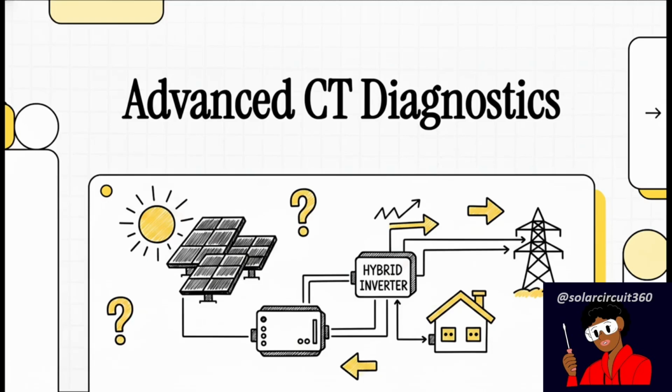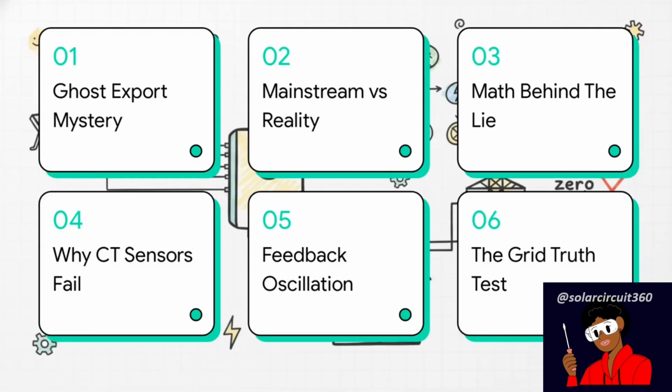Today we're diving deep into an incredibly frustrating mystery. Zero export solar systems showing grid feed-in when they absolutely physically shouldn't. If you've ever worked with hybrid inverters, off-grid systems with grid backup, or self-consumption solar setups, you've probably run into this baffling issue. You set your system to zero export, but somehow power is supposedly leaking right back to the grid. Well, today we're going to unpack exactly why that happens and how you can diagnose it like an absolute pro.